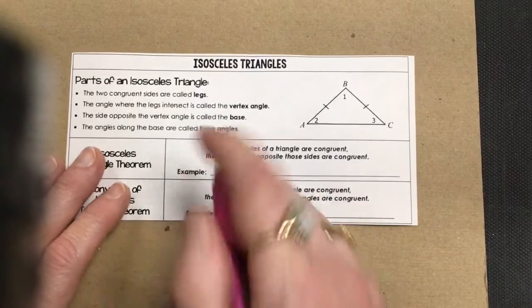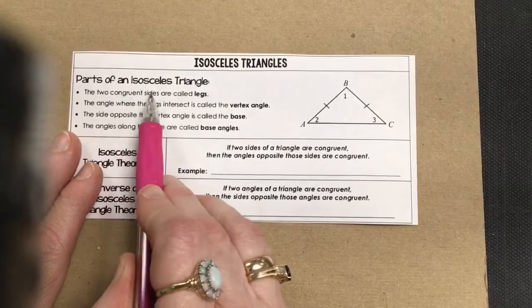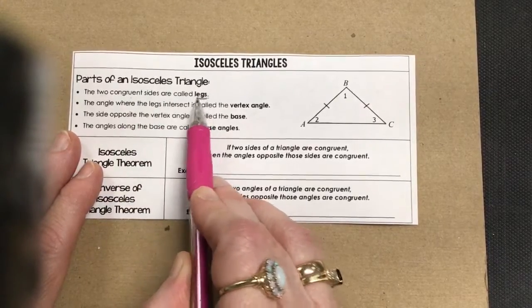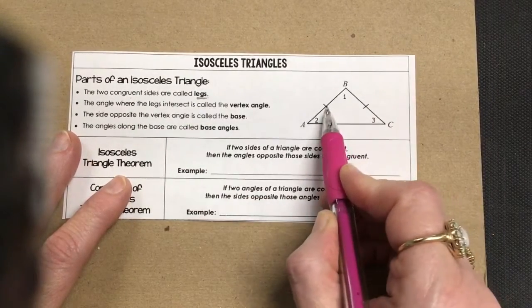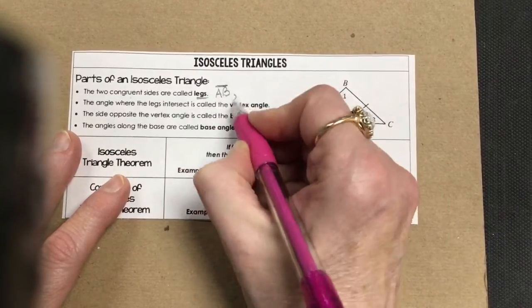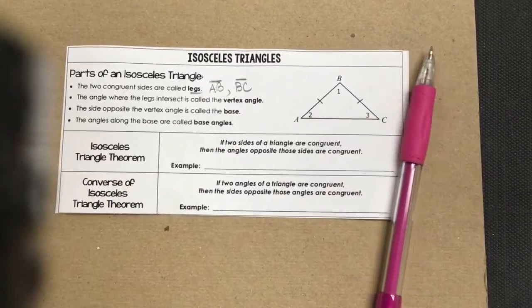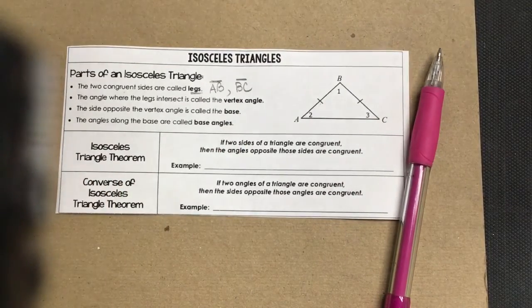Okay, parts of an isosceles triangle. Now, we got some new names here. The 2 congruent sides are called legs. They're marked like this. So in this case, segment AB is a leg, and segment BC is a leg. Now, it doesn't have to be standing on those. It looks like they're legs because it looks like it's standing on it.